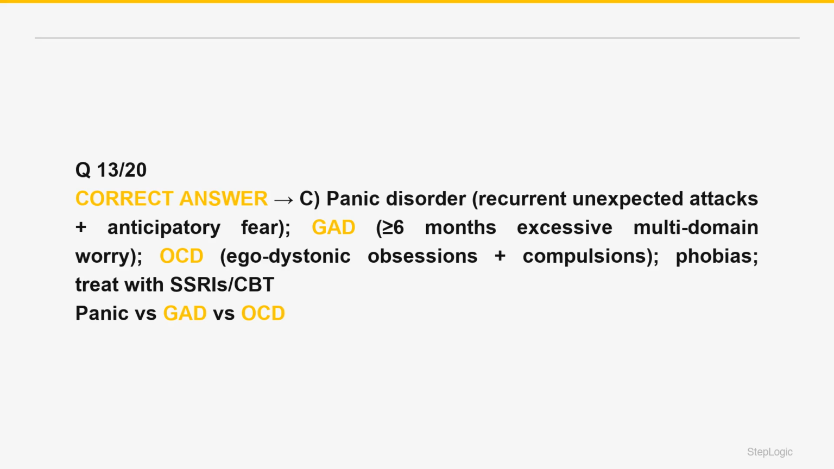Obsessive compulsive disorder, OCD, features recurrent, intrusive obsessions, unwanted thoughts, and/or compulsions, repetitive behaviors, rituals done to reduce the anxiety that are time-consuming and ego-dystonic. The person recognizes them as excessive, unwanted, distinct from obsessive-compulsive personality disorder, which is ego-syntonic. Specific phobia and social anxiety disorder involve marked fear. First-line treatment across these is SSRIs and SNRIs, plus cognitive behavioral therapy, exposure and response prevention, ERP, for OCD. Benzodiazepines are used short-term for acute panic. The panic versus GAD versus OCD classification is the answer.